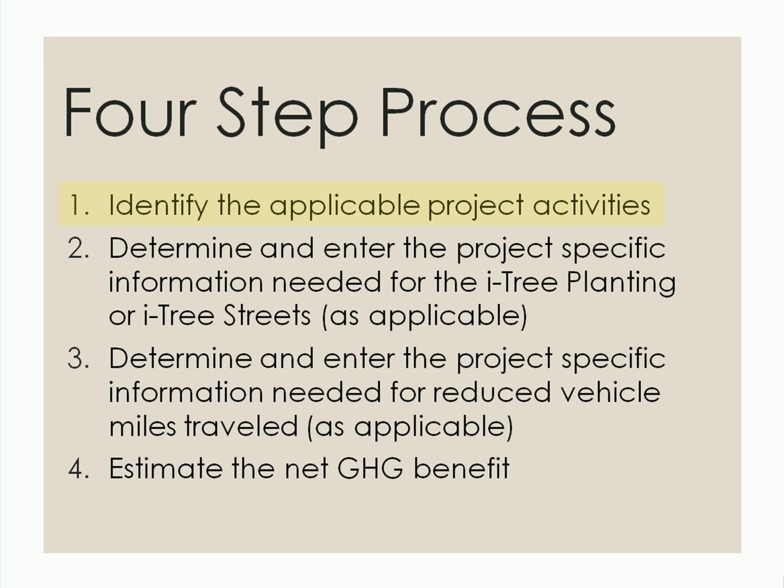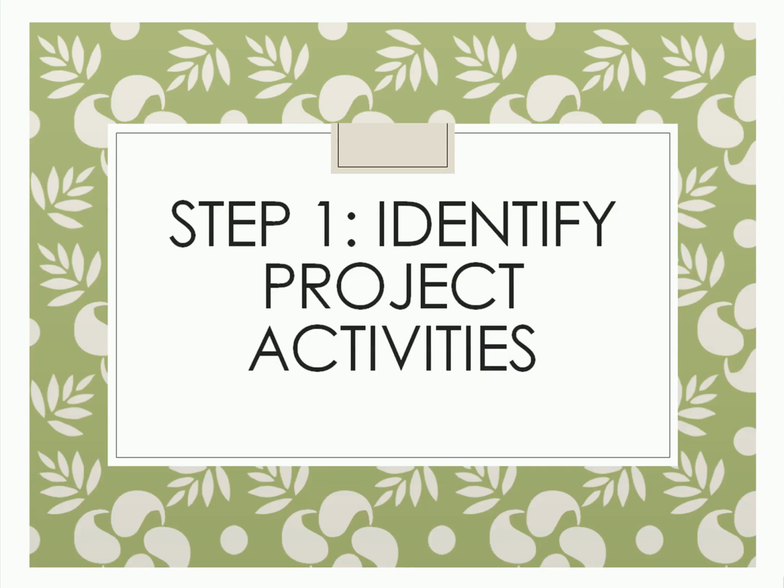1. Identify the project activities for the project. 2. Determine and enter the project-specific information needed for the iTree Planting or iTree Streets tools. 3. Determine and enter the project-specific information needed for reduced vehicle miles traveled. 4. Estimate the net GHG benefit. Step 1. Identify the project activities for the project.